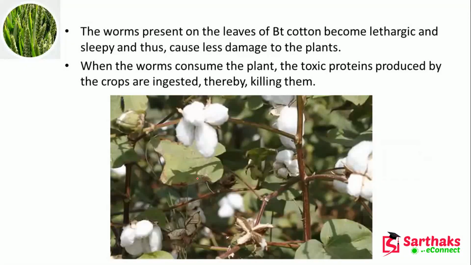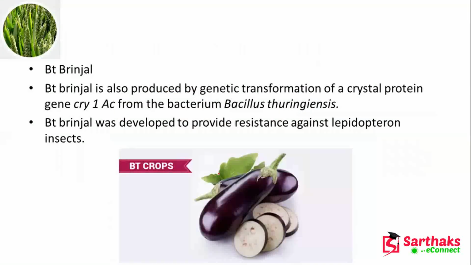So this is the main advantage of the BT crops. What happens whenever the worms consume the plant? Because for these worms, the main food is the plant. So whenever they consume the plant, the toxic Cry protein that will be produced, and whenever they just take it, at that time you can see that it will kill them.